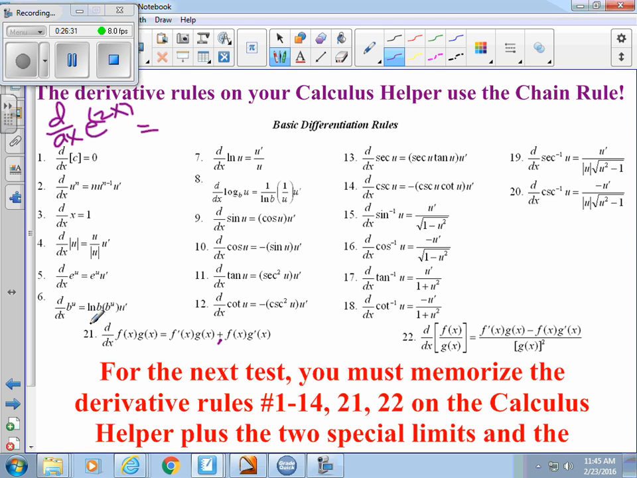On the actual test, there will be questions. The mastery exam will be memorization and then do these derivatives.